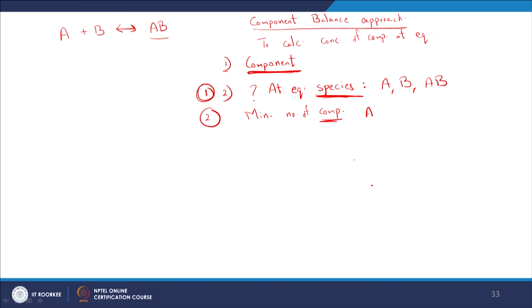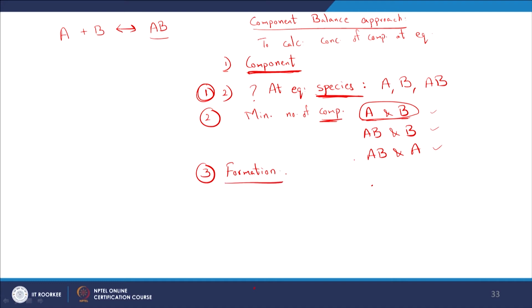I can choose A and B, or I can choose AB and B, or I can choose AB and A. But in general, the simplest form will be the simpler building blocks. So we can choose A and B as my building blocks. All three component forms are feasible, but for calculations and getting the relevant constants later on, it is easier to choose the simpler building blocks, which in this case are going to be A and B. And then the next step would be writing the formation equations.